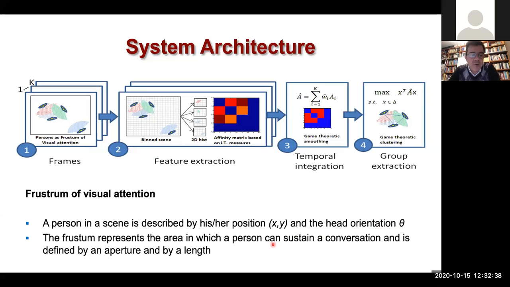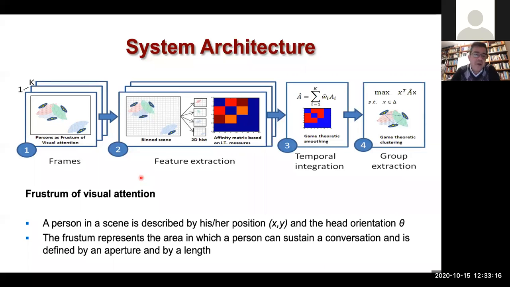Now, we use a notion which is very important in this context, which is called the frustrum of visual attention. Formally speaking, the frustrum represents the area in which a person can sustain a conversation, and is defined formally by an aperture and by a length. There are little cones, in other words, attached to you. You can see some of these cones here. This is the frustrum of this person. This is the frustrum of this person, etc. And we use this notion to set up an affinity matrix.